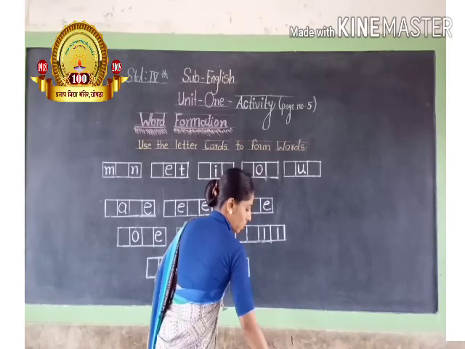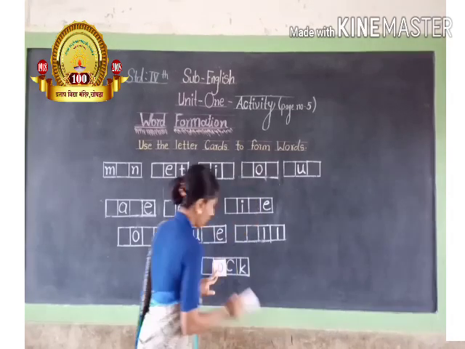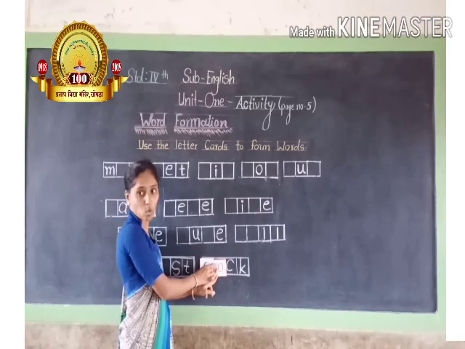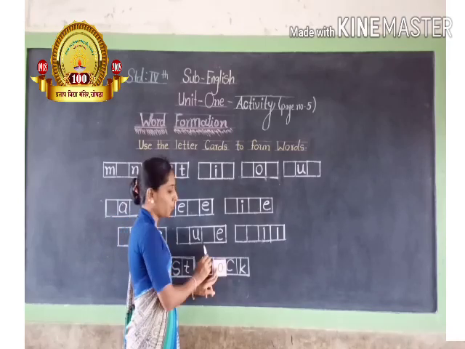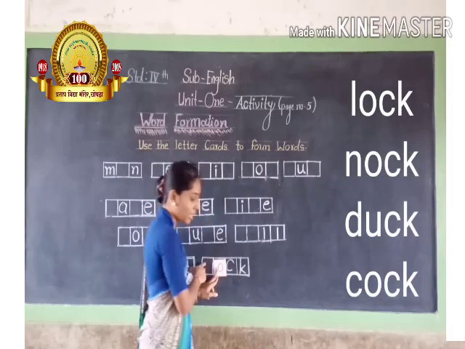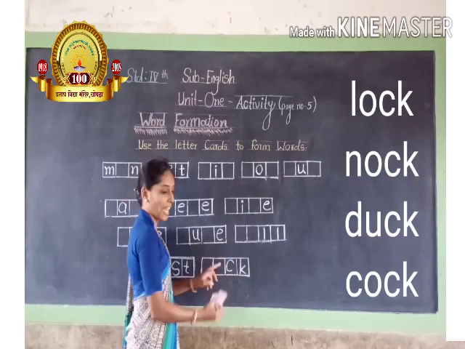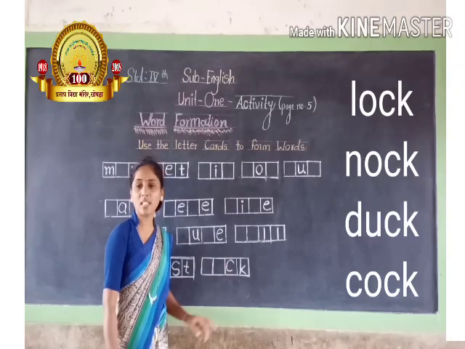Here also we put a vowel and then put any consonant. We know that COCK, cock. So I put here C and find the new word. COCK, cock. If you put here L, then you get LOCK, lock. If you put here D and U, then you get DUST, dust.